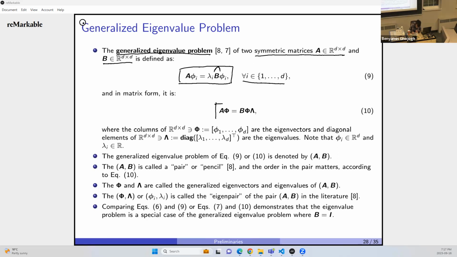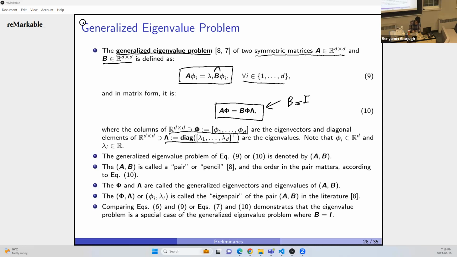In matrix form, if I put the eigenvectors and eigenvalues in matrices, then I will have A phi equals B phi lambda, where phi has the eigenvectors and lambda has the eigenvalues in its diagonal. As you see, obviously, the eigenvalue problem is a special case of the generalized eigenvalue problem if we set B to identity, right?